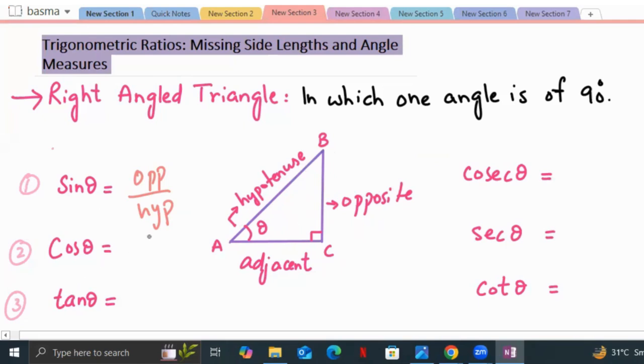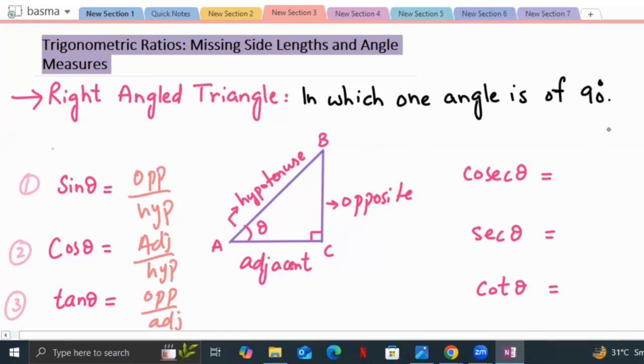And the second ratio is cosine theta, which is always going to be adjacent over hypotenuse. Adjacent side over hypotenuse side. Similarly, the third ratio, the proportion of lengths used here, is opposite over adjacent, which is going to be tan theta.